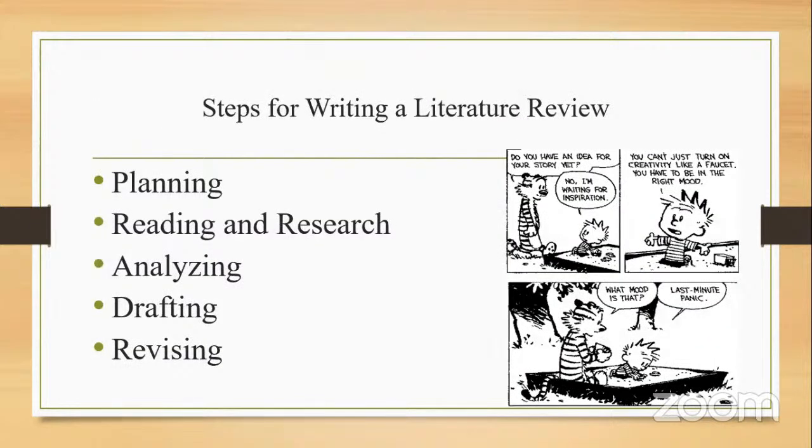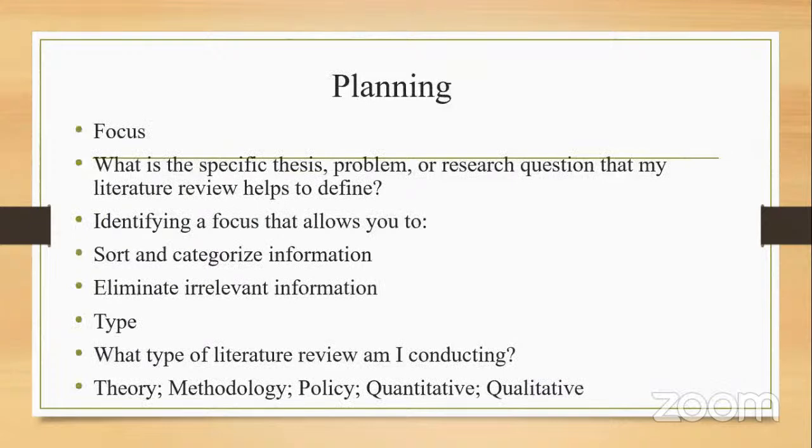Steps for writing a literature review, how we will write it. First, and this is important, is planning. Second is reading and research, analyzing, drafting, and revising. Planning should be very focused. What is the specific thesis, problem, or research question that my literature review helps to define? Identify a focus that allows you to sort and categorize the information, and eliminate the irrelevant information. No need of that. Be specific, be precise.